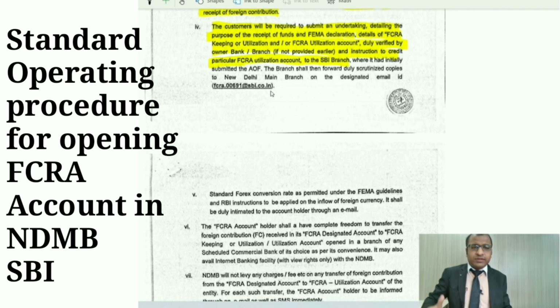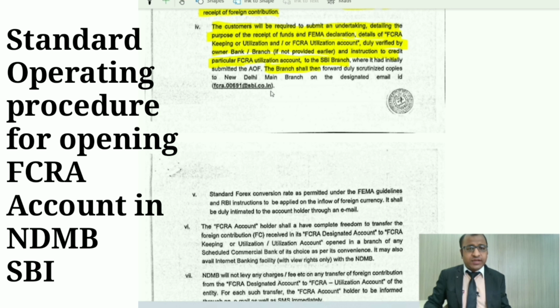So if the details of the FCRA utilization account have not been submitted at the time of account opening, only then this document shall be required each time. Otherwise, this document shall not be required at the time of each credit, which you have to do by transferring the amount from the SBI to your existing FCRA accounts.